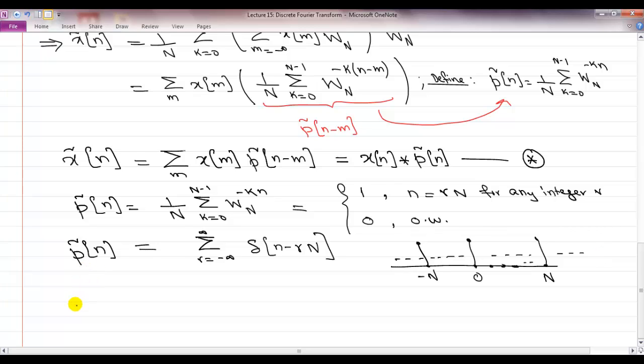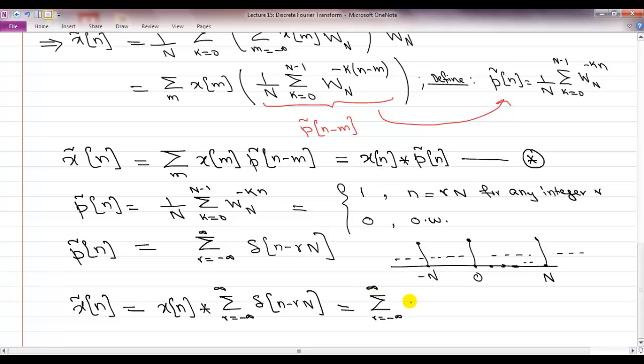So let's write that down. We have x tilde of n equals x of n convolved with this periodic impulse train, delta of n minus Rn. By the linearity of convolution, I just take x of n inside, and if I convolve a sequence with an impulse, all that happens is the sequence gets shifted to the location. So at the end, what we get is the sum over r from minus infinity to infinity of x of n minus Rn.